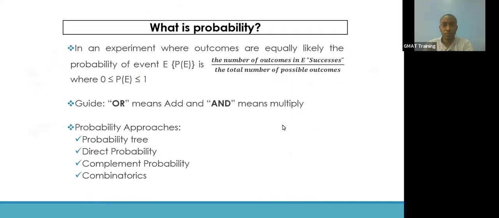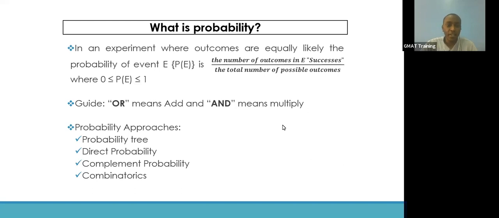So first we talked about what probability was, and in an experiment where outcomes are equally likely, the probability of event E, noted as P(E), is the number of outcomes in E, also known as the successes, all over the total number of possible outcomes. And this probability of E ranges from 0 to 1, with 0 when it's impossible and 1 when it's certain.